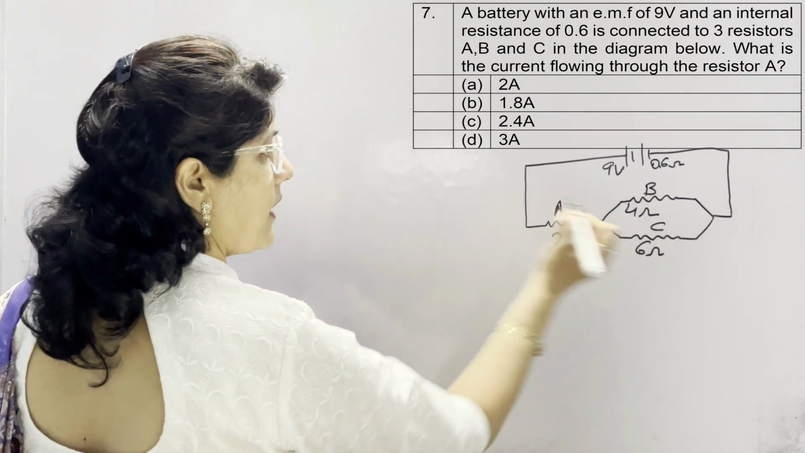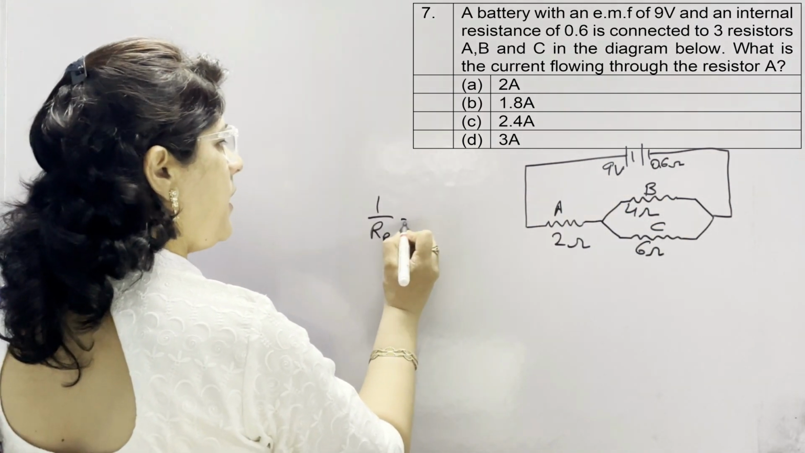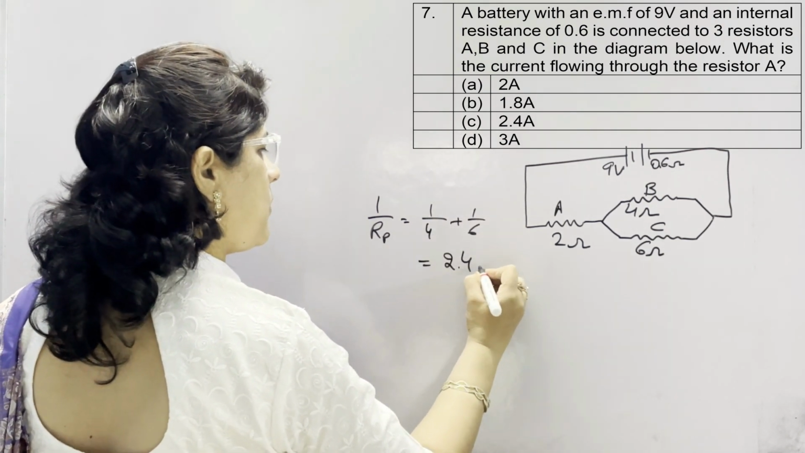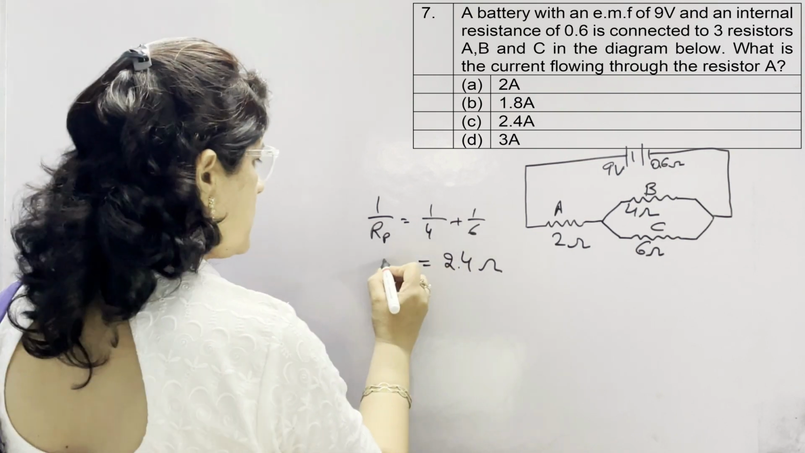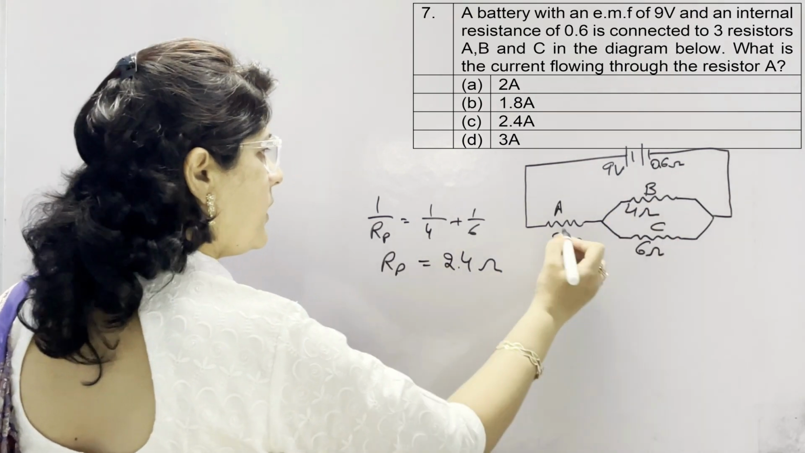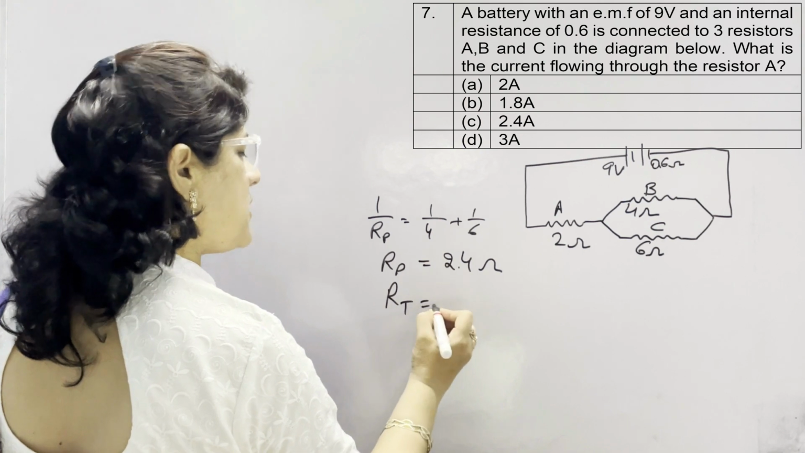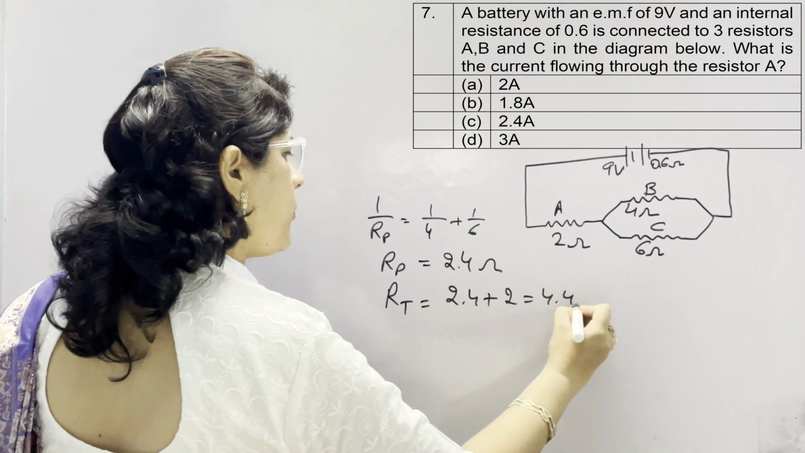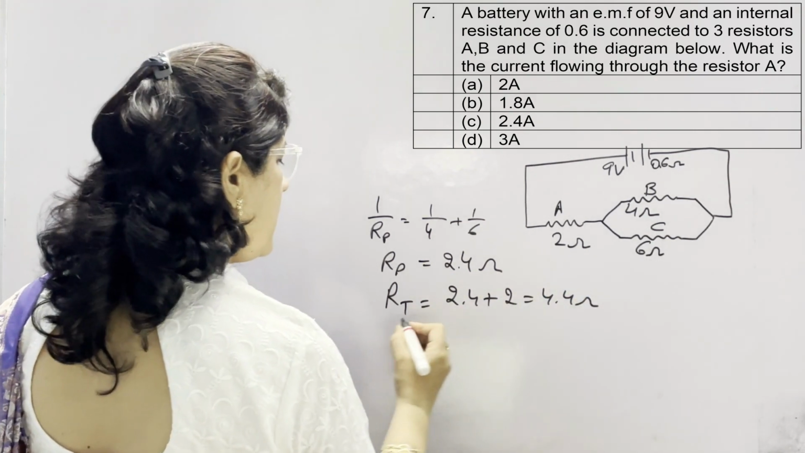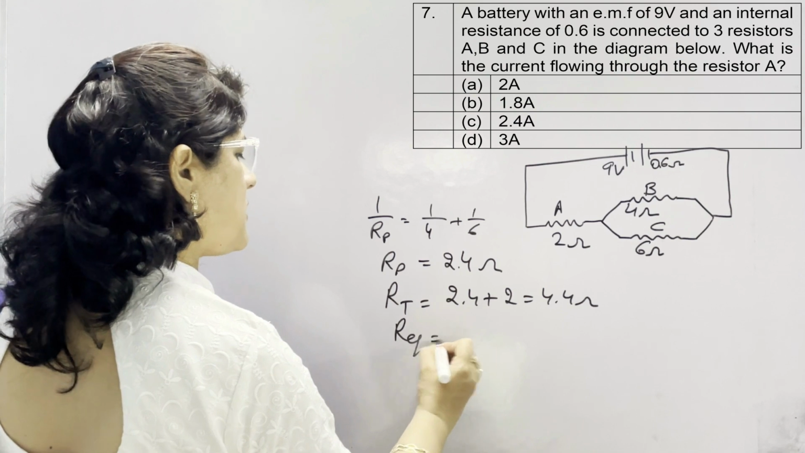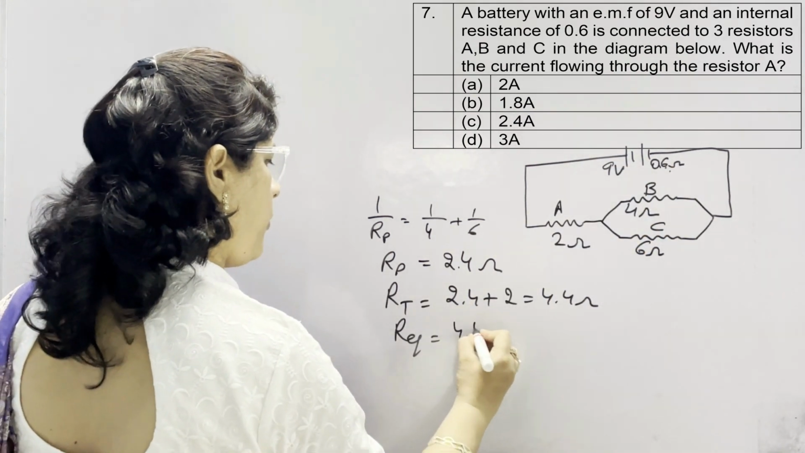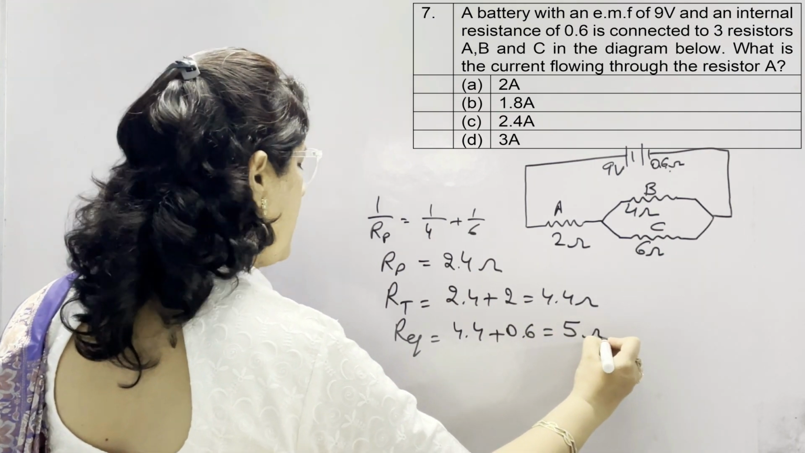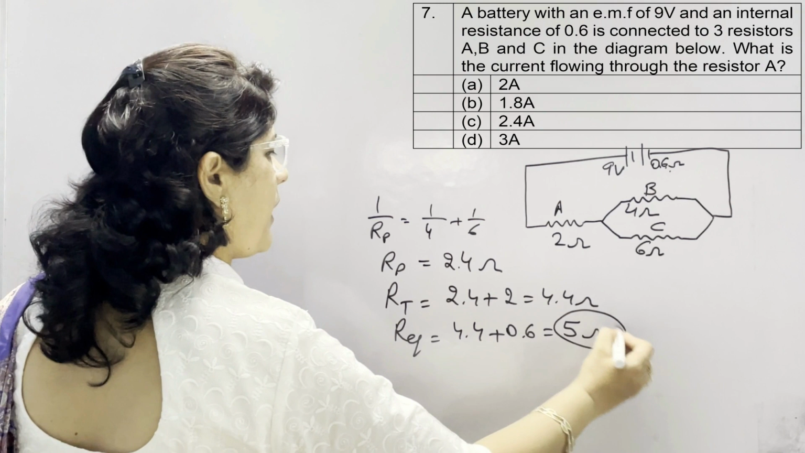For total resistance, for the parallel combination, 1 upon Rp is 1 upon 4 plus 1 upon 6. We have just calculated this value, and it comes out to be 2.4 ohm. So the parallel combination is 2.4 ohm. Then the equivalent resistance is 2.4 plus 2, which means 4.4 ohm. And then including the internal resistance, 4.4 plus small r, which means 0.6, the value comes out to be 5 ohm. So the total resistance of the circuit is 5 ohm.